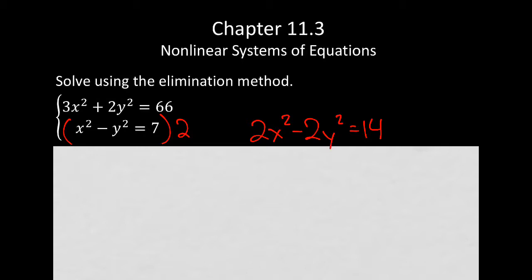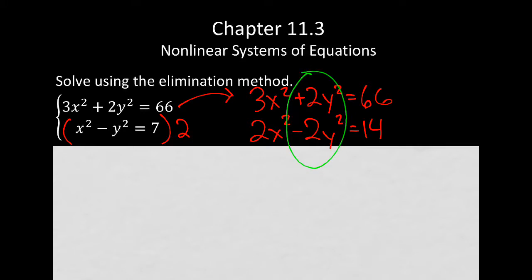Now we're not going to do anything to this other equation. We're just going to bring it over. 3x squared plus 2y squared equals 66. Now notice what we did here, and we did this on purpose. Plus 2, minus 2. When we add these equations together, those will eliminate. So 3 plus 2 is 5 x squareds. Plus 2 minus 2, the y squareds were eliminated. And then 66 plus 14 gives us 80.